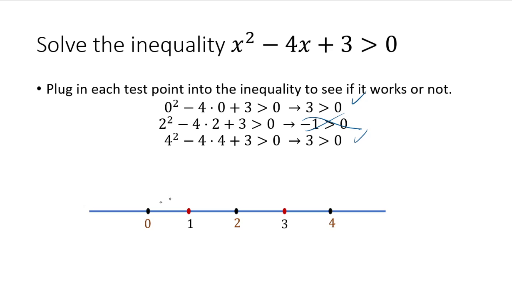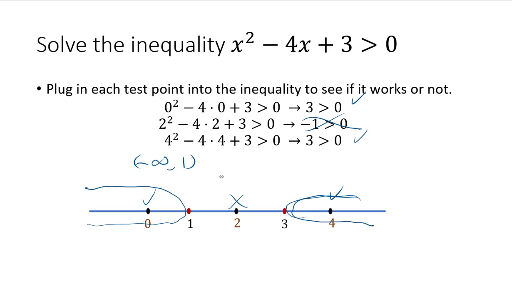And once you have figured out that this is good and this is good and this is no good, then the interval that's containing the good parts are the solutions. So the first interval would be from negative infinity up till 1. This entire interval is good.